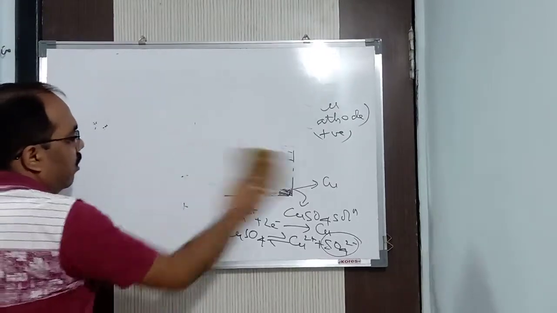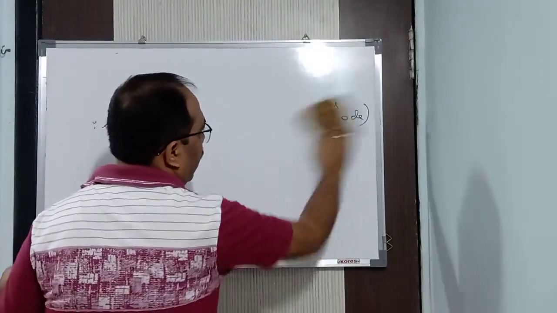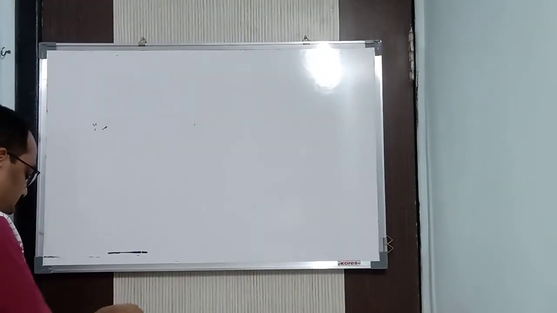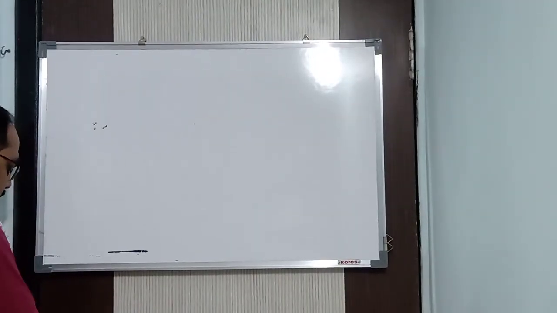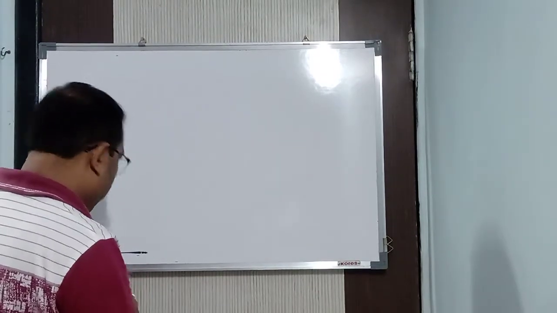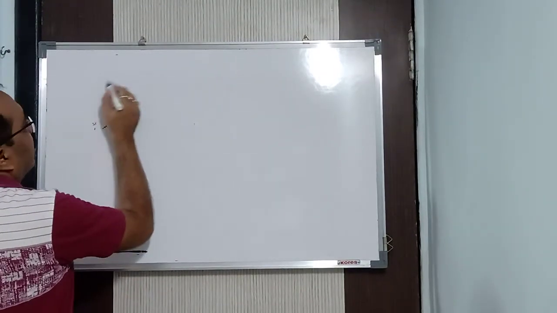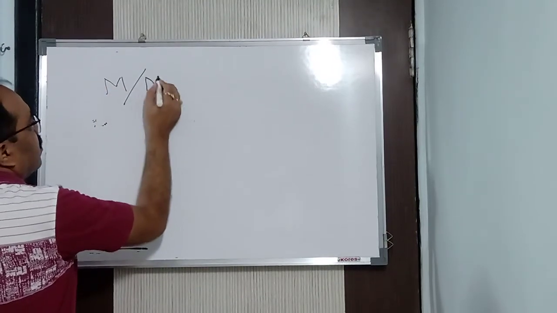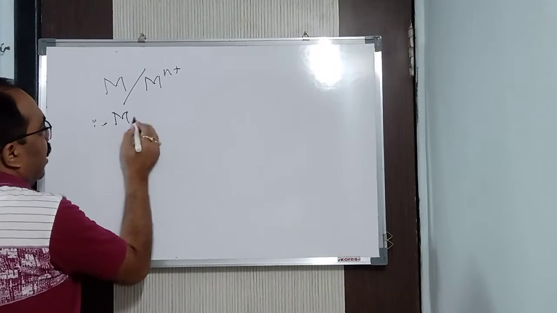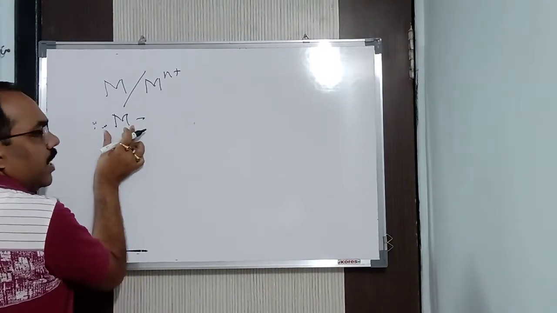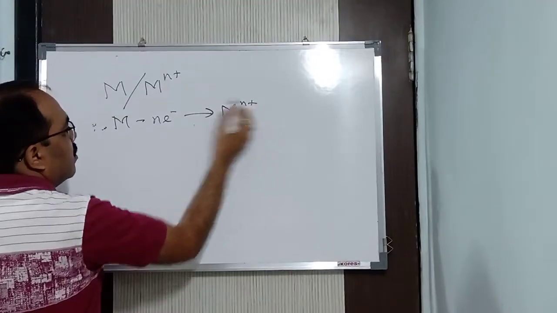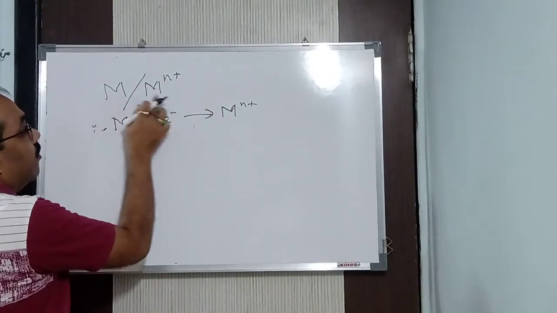So when you are representing a particular cell, always, listen carefully, always the oxidation reaction is written on the left hand side, and the reduction reaction is written on the right hand side. Oxidation means, got it? That is M/Mn plus. Because in oxidation what happens? Let us say M is there. M means a metal, any metal. It loses n electrons to form Mn plus. This is an oxidation reaction. So that's what I have written.